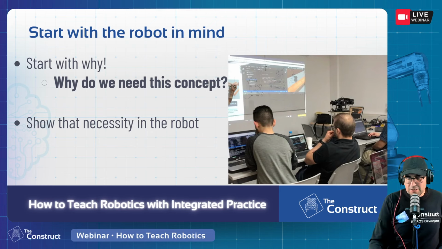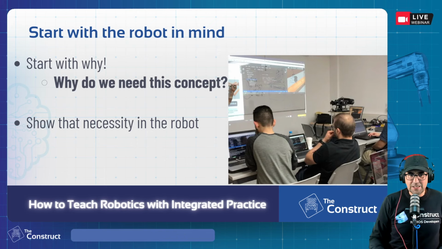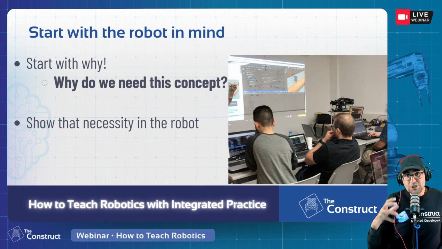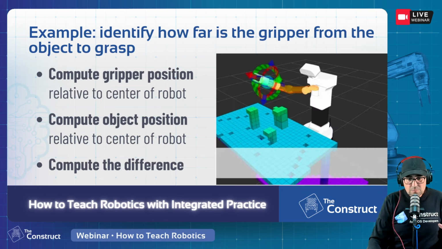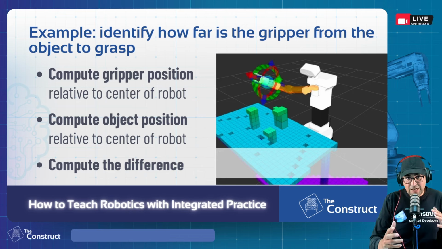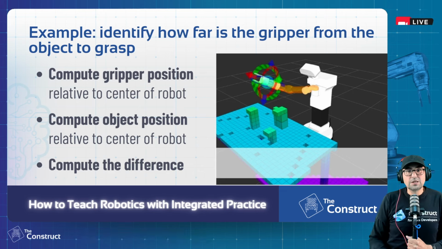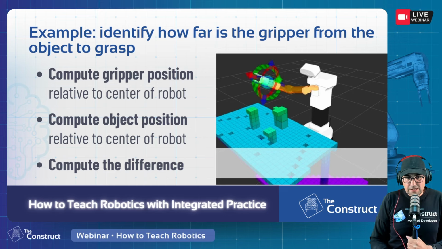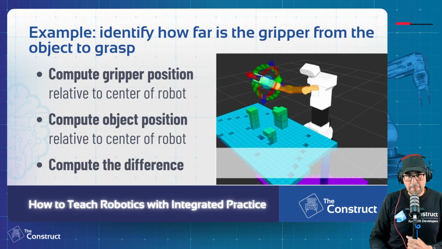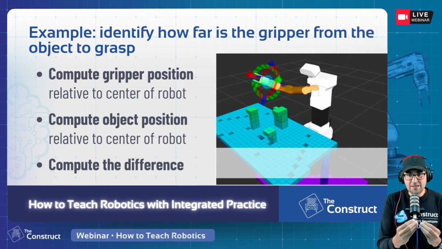So why do I need linear determinants or matrices? Why? And that has to be shown on the robot itself. So I have this robot, I want to do something, and for that I need those matrices, multiplications, transforms, and so on. For example, you say to the student, okay, identify how far the gripper is from the object to grasp. This is something that the student is going to understand very quickly.